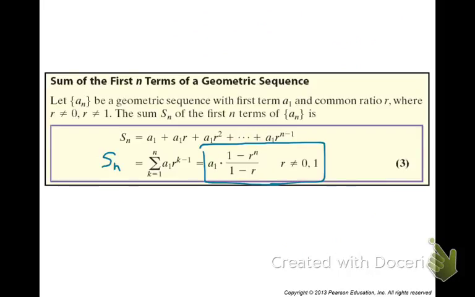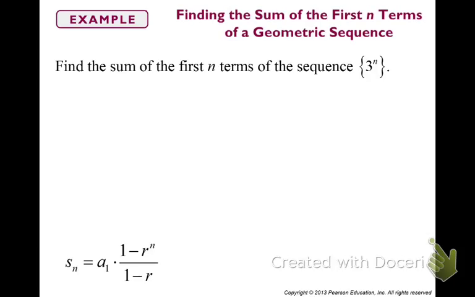Okay, so we're going to take our summation formula, which is this one right here that I had you highlight, and we're going to find some sums. Okay, let's do this one. Find the sum of the first n terms of the sequence 3 to the n power. Okay, so here we go.